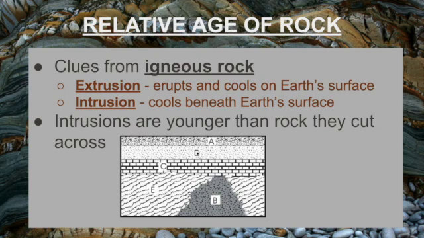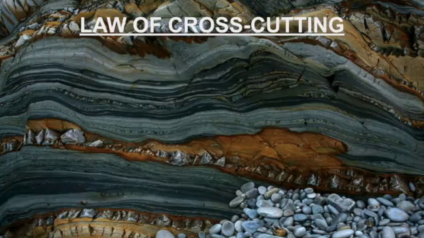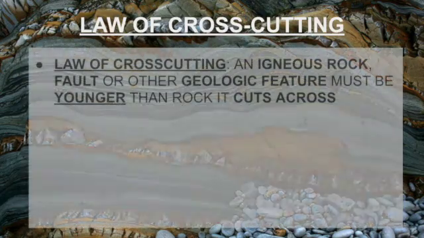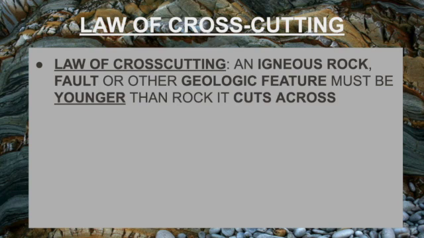Now we don't see any faults or bends here on this one either, so we don't have to worry about any of those. But if we did, we know that the faults or the bends are also younger than the rock that they fold or bend. Okay, and then let's just get this down. So you have the law of superposition, and then this is the law of cross-cutting. Any igneous rock, fault, or other geologic feature must be younger than the rock it cuts across. And that's what we just went through and explained.